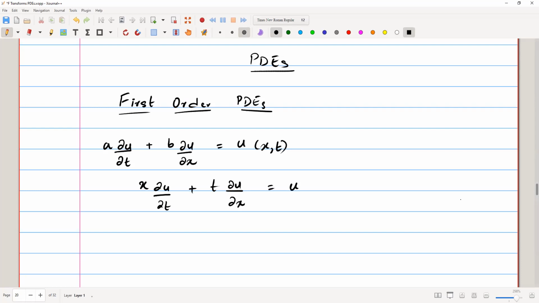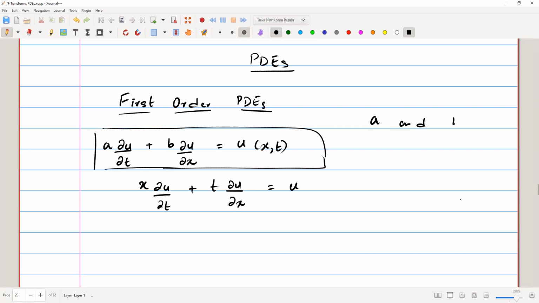So if we have a linear first order partial differential equation, the general form is given by this equation, where a and b may be some functions of x and t. We can write that a is a function of x comma t, b is also a function of x comma t, and each can be a constant or a function. So it's a linear first order PDE.